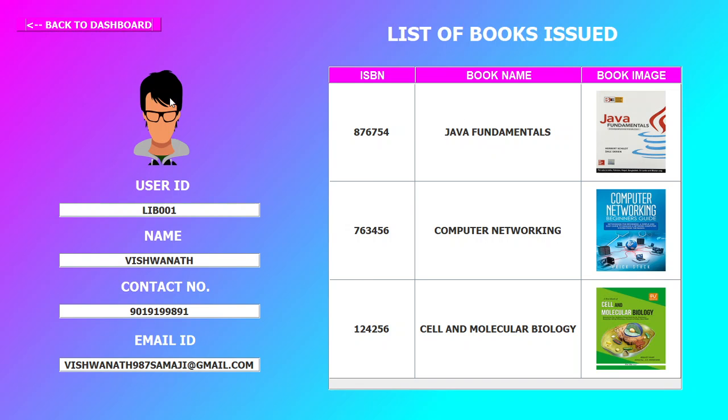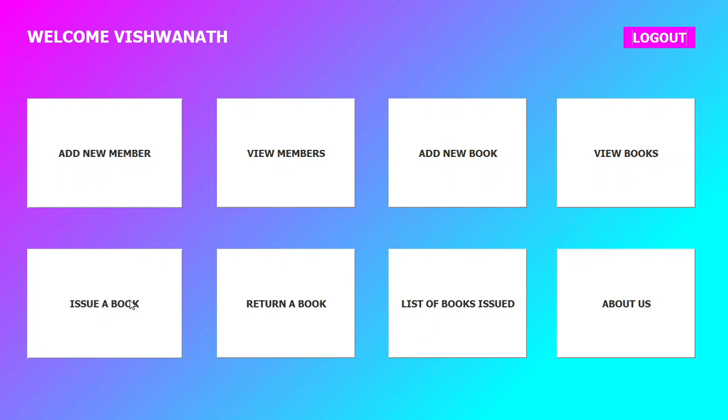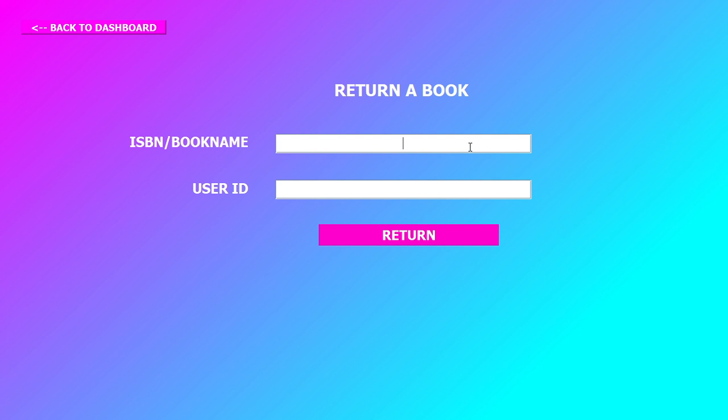Now I will return all these three books. Now we will click on return a book. I will return all those three books which are issued to the first member. The first book was Java Fundamentals, the second book was Computer Networking, and the third book was Cell and Molecular Biology. Let's return all those three books.